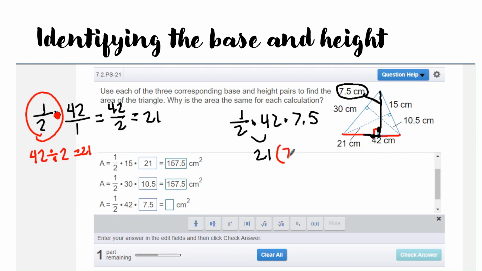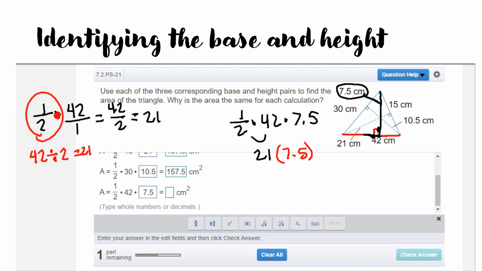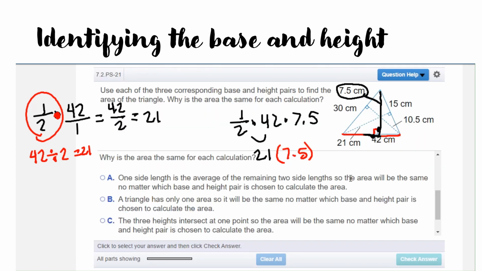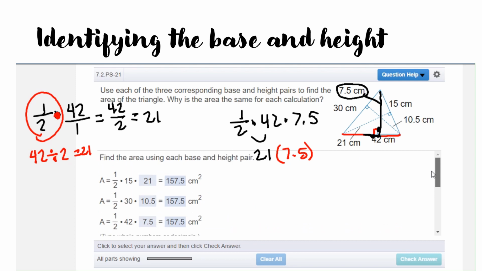So we have 21 times 7 and 5/10. And once we multiply that, we get the same exact answer, 157 and 5/10. So notice that all of the triangles have the same exact area, so it doesn't surprise me. It's the same triangle, so why would you be surprised that the base and the height produce the same exact area? It's the same triangle. Why would it have a different number of square units?